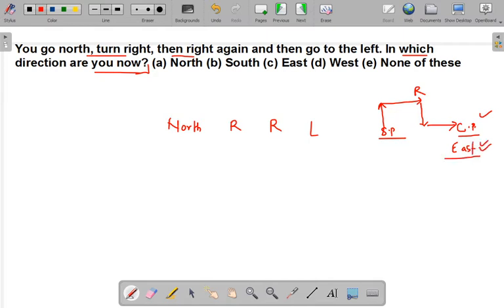So mind it, this is a different type of question where they're asking in which direction you are now. It means as compared to your starting point where you are. This is not asking where are you facing. So the facing type of questions will be using the method of R and R, L and L, R and L, L and R. If the question is in which direction are you facing as compared to your starting point, then you can easily draw this because there are not much directions which you have to draw.